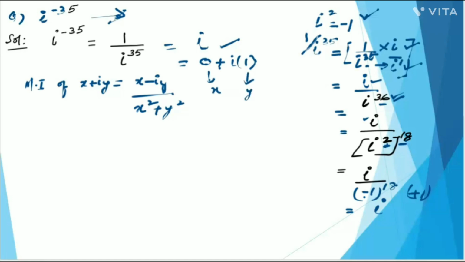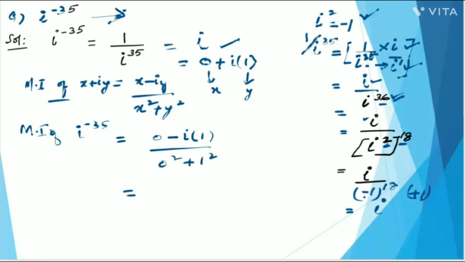Now the multiplicative inverse of x plus iy, the formula is x minus iy divided by x square plus y square. Now the multiplicative inverse of i to the power of minus 35 is equals to, I will write it as 0 minus i into y is 1, divided by 0 square plus 1 square. This is equals to 0 minus i is minus i, 0 plus 1 is 1. So the answer is minus i.